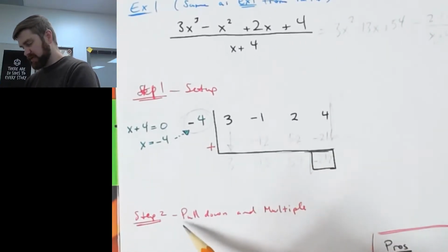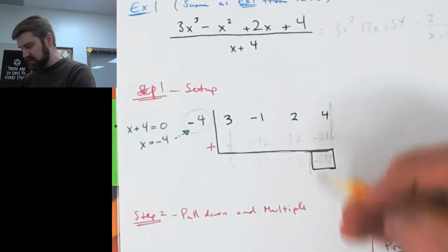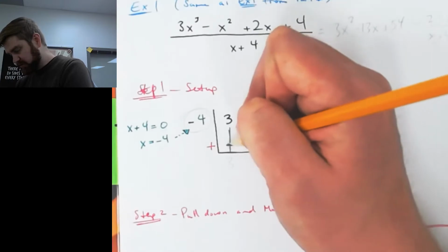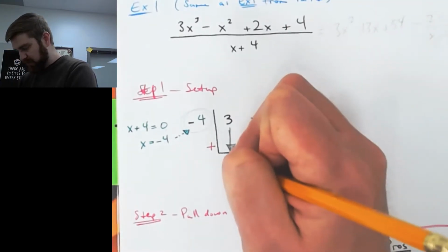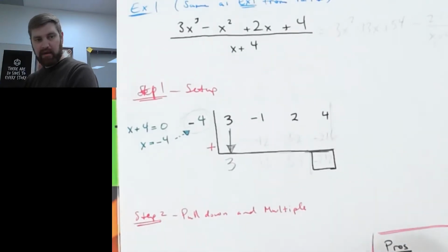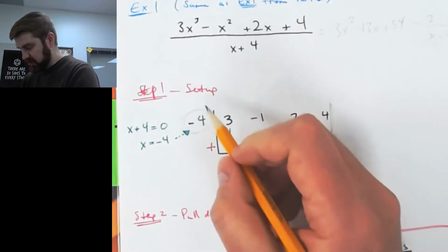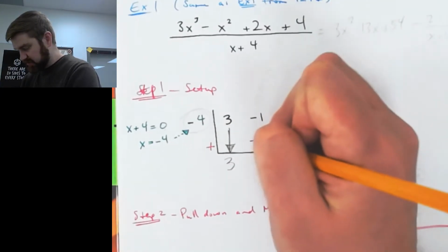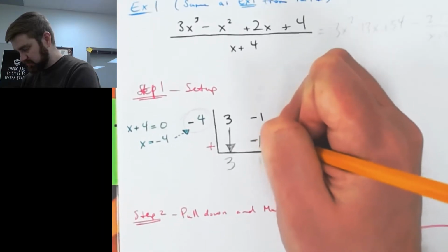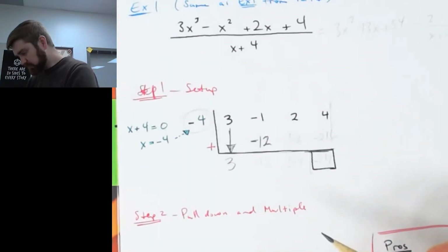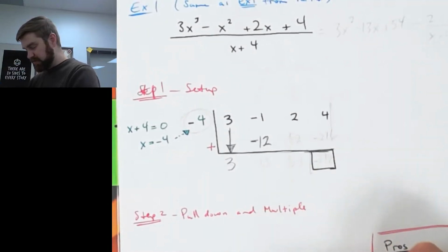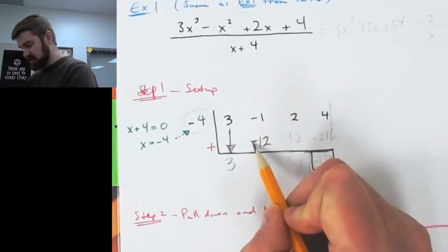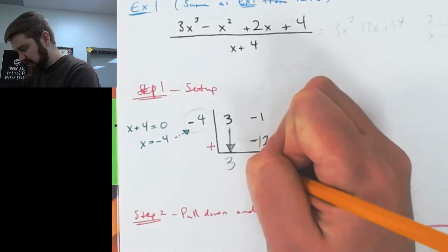Step 2 is basically a pull down and multiply. What that means is that this first number, the 3, gets pulled down and written down here. Once it's pulled down, we now have to multiply. So we go minus 4 times 3 gives us minus 12. Then we're on to step 3, where we add. So we go minus 1 plus negative 12 gives us negative 13.